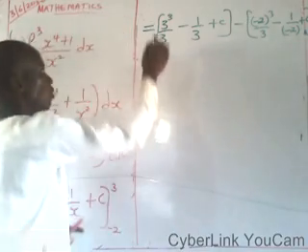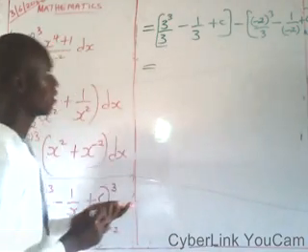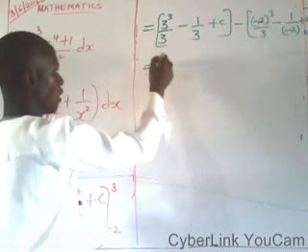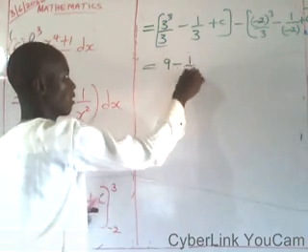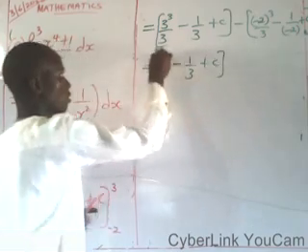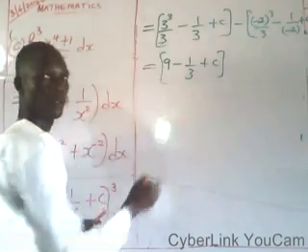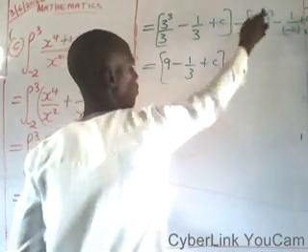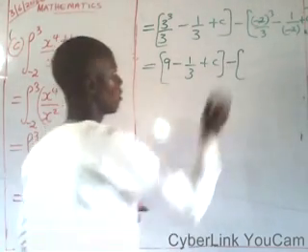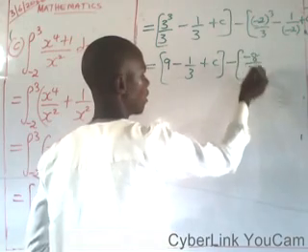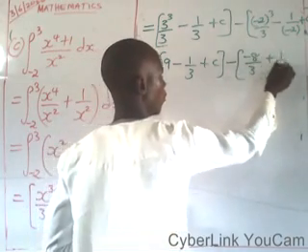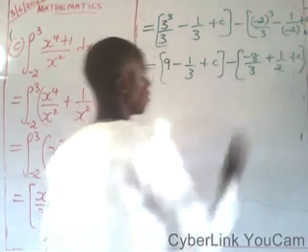So this is equal to, don't forget, 27, and by the time you do that, you have 9 minus 1 over 3 plus c. That's what you are going to have, because this will be 27, 27 divided by 3 is 9. Then minus, of course, this will be 8, minus 8 all over 3. Then this one will be plus 1 all over 2 plus c.